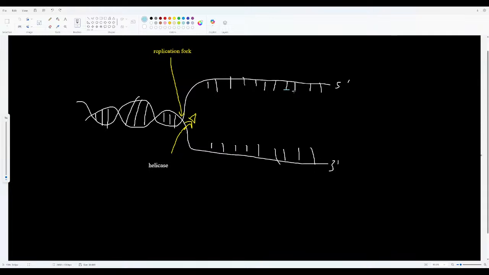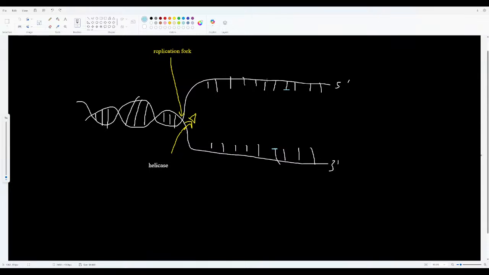So with that in mind, we put down a primer, and now that we've put down the primer, it's going to face the opposite direction from the DNA strand it's originating on. So on this end of the primer, it's going to be 5 prime, and on this end, it's going to be 3 prime, right? So now that we have the primer, the direction of the DNA synthesis is going to be within that direction.